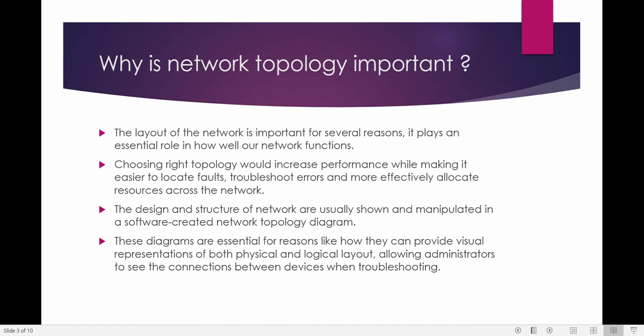The design and structure of the network are usually shown and manipulated in a software created network topology diagram. So whenever we see any topology in, say, a computer or in any software, right? It is basically a software version of the actual physical network. So these diagrams are essential for various reasons, like how they can provide visual representations of both physical and logical layout, and that allows administrators to see the connections between devices when troubleshooting.